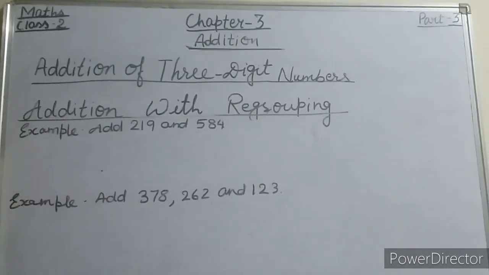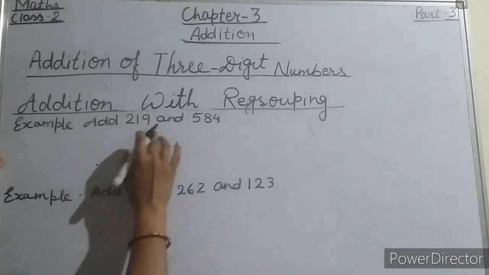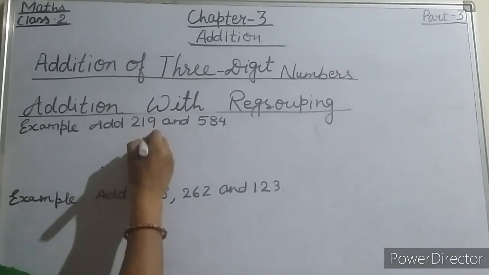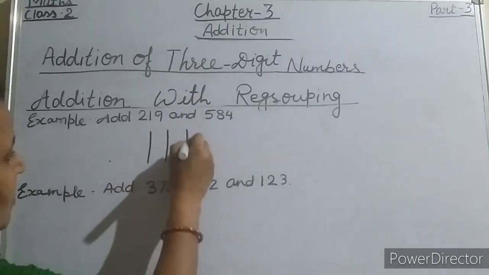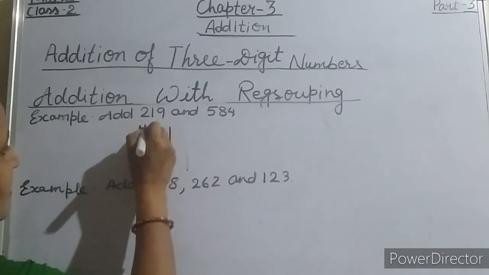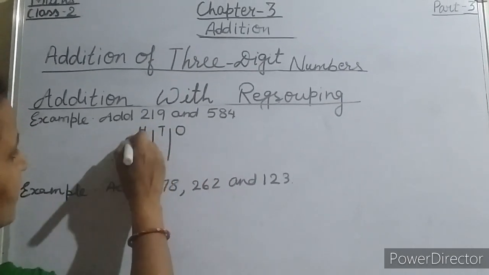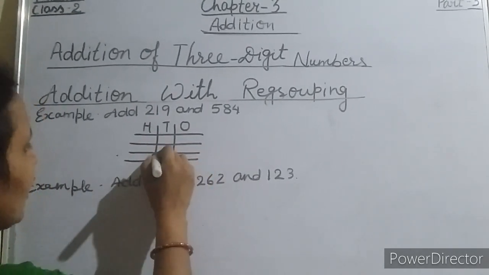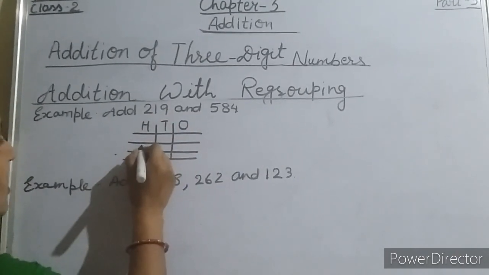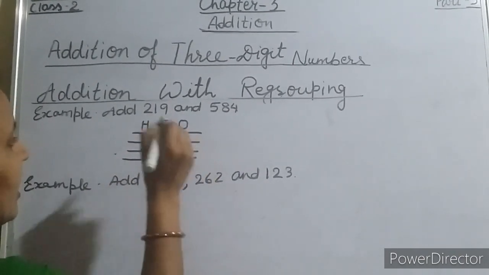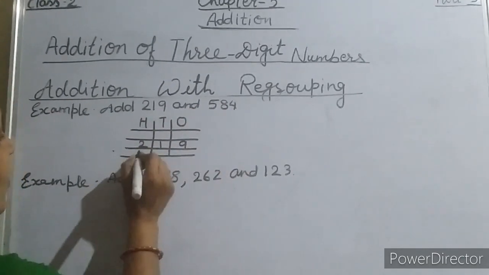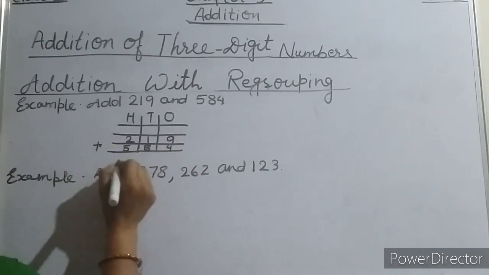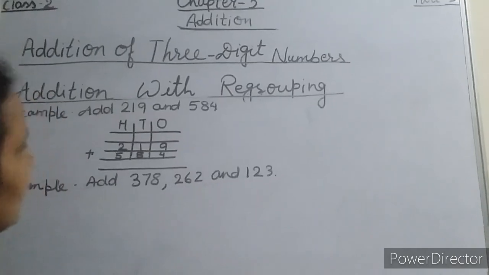Now students, I am giving you 2 more examples to do. So do this example students. Add 219 and 584. So again, what do you have to do? Arrange these numbers in the column. So 219 and 584. What we have to do students now? We have to add these numbers.